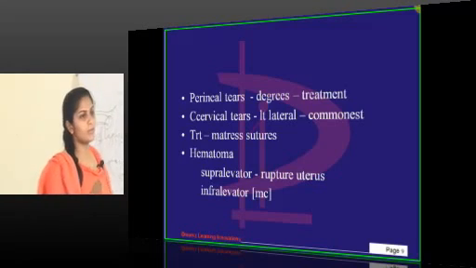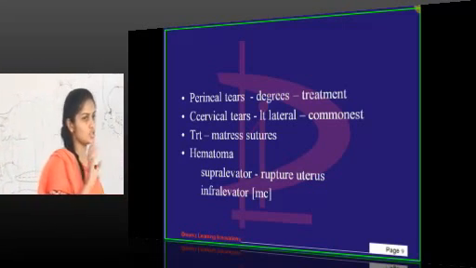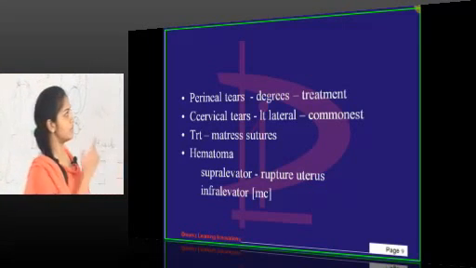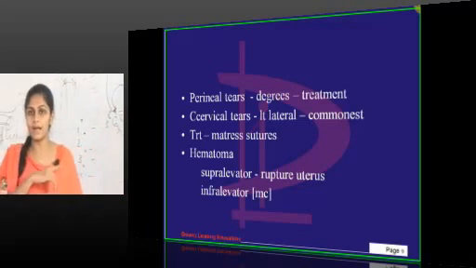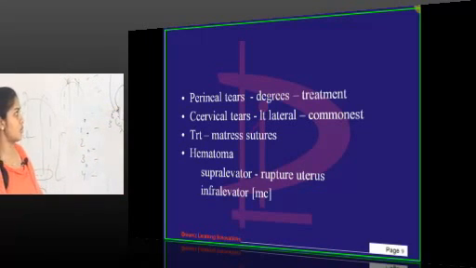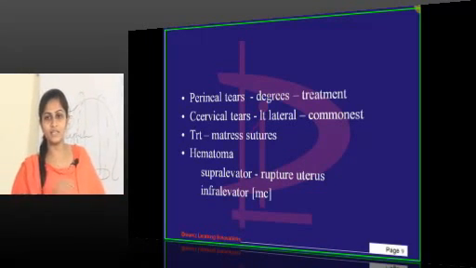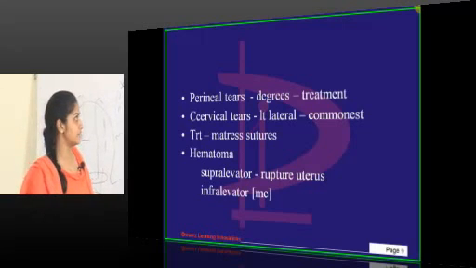Cervical tears are the most common, and they are very dangerous with excessive bleeding. The most common site of cervical tear is the left lateral, which was asked for you. So left lateral is the common site for cervical tear. The treatment for cervical tear is sutures, matrix sutures, that's it.